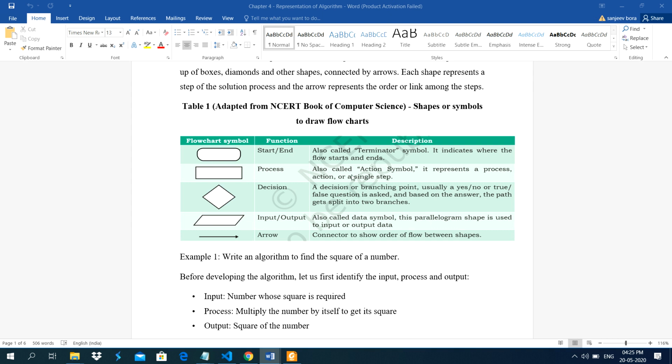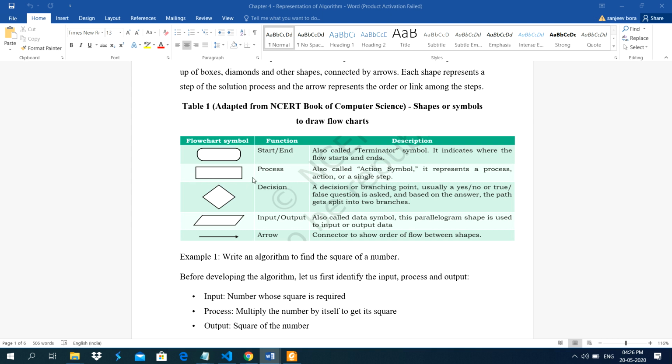First is this symbol, the rounded corner rectangle, and its purpose is start and stop. Whenever you start the flowchart, at that time you use it, and when your flowchart ends, at that time you use this symbol. You write start to start the flowchart, and at the end you write stop inside this symbol. It allows you to start or end the flowchart. That's why it is called the terminator symbol.